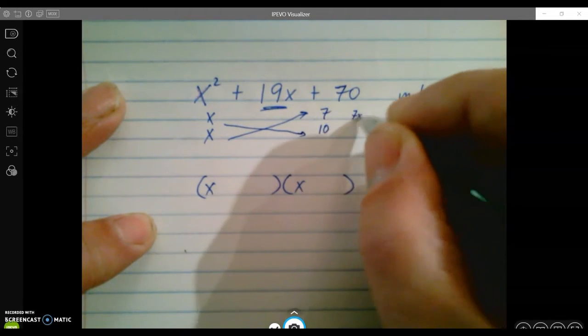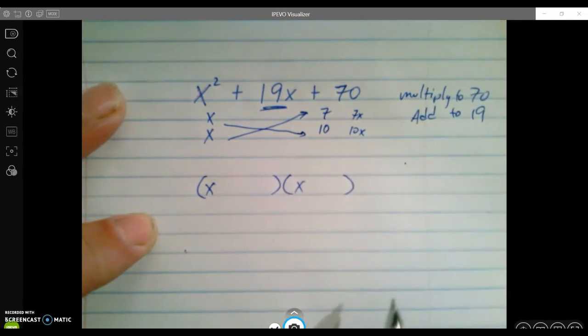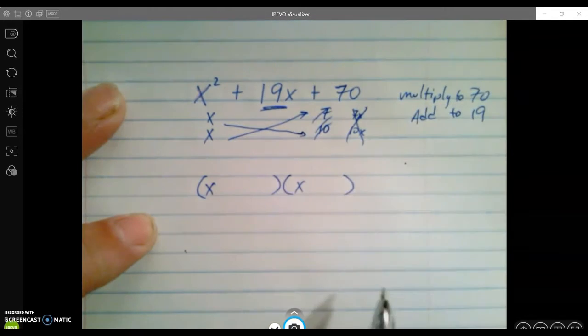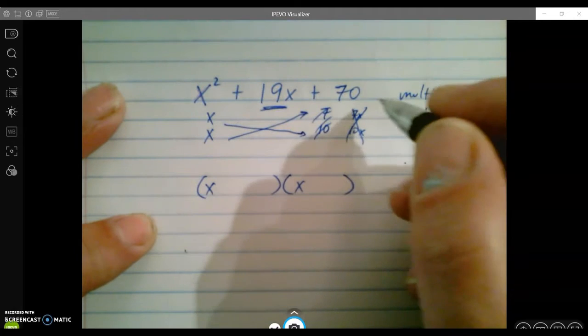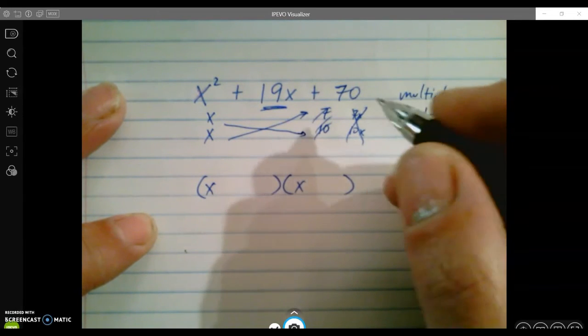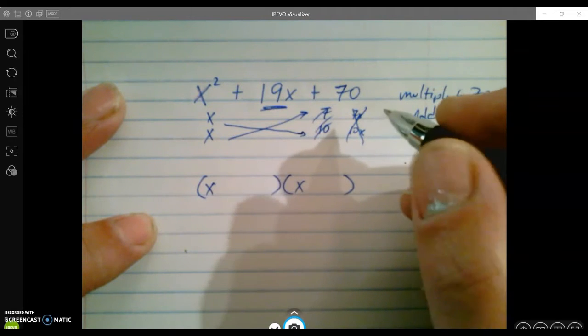You'll have a 7x plus a 10x. That won't work. So 7 and 10 can't be it. Those are not it. Okay. So then I put my next choices for 70. Let's see, 7 and 10. That's the only thing I could think.